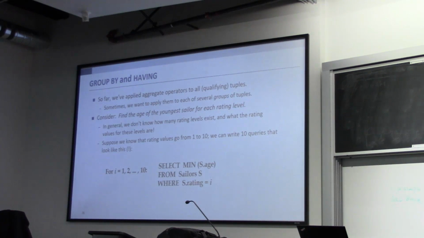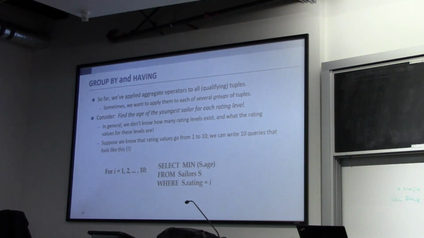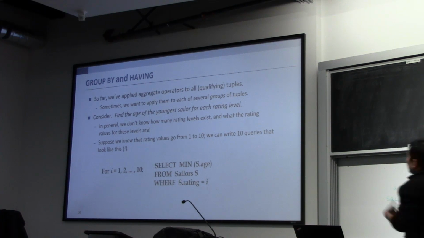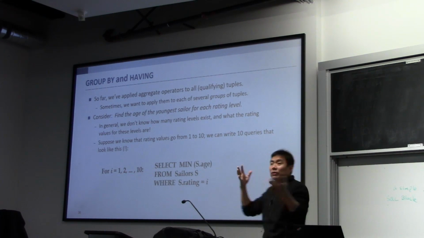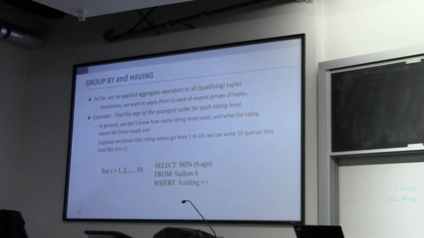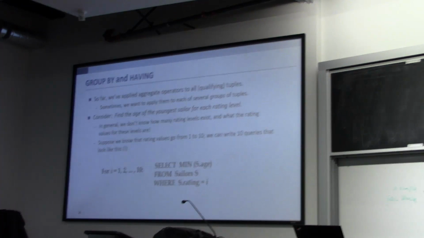Next I'm going to introduce the concept called group by and having. Group by and having is really an important concept because you often need to do things like, for example, find the age of the youngest sailor. Just now we said, find the name of the sailor at oldest age. What if I ask you to do the following? Find the name of the oldest sailor for each rating group. For each different rating group, find the name of the oldest sailor.